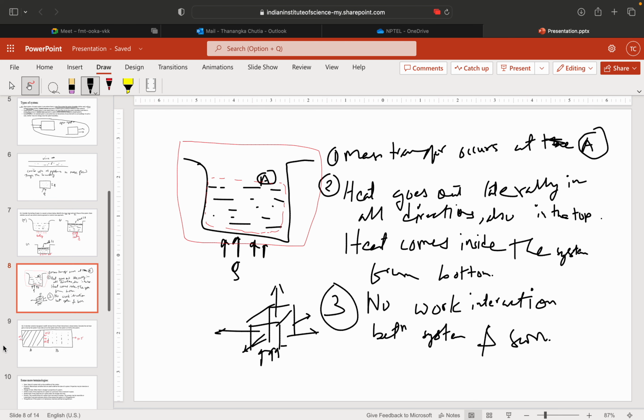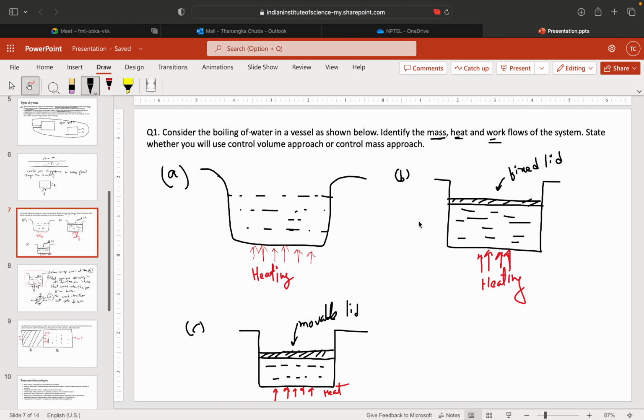Okay, now let us come to the second question. Now this is just a modification of the first question. Here, instead of it being open, one more thing is there: whether you will use a control volume approach or a control mass approach. Remember, we use the control volume approach when dealing with problems of open systems, and the control mass approach when dealing with problems of closed systems.